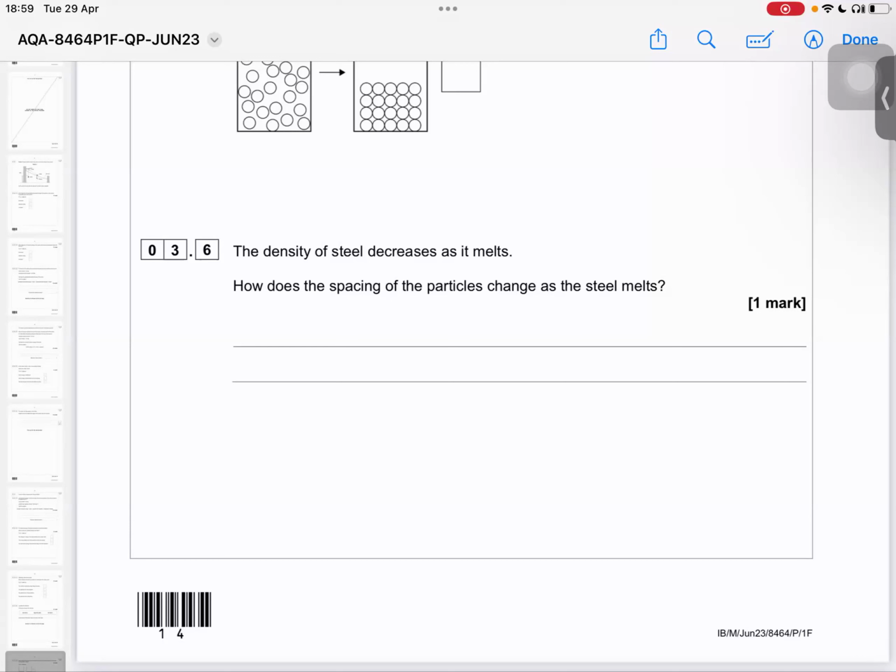I don't know if my explanation was that detailed. Were you able to get it? Yes, okay, all right. So you can just say the idea of spacing and volume are the same. There's no big deal about it. If you have more space, it means that the volume increases.